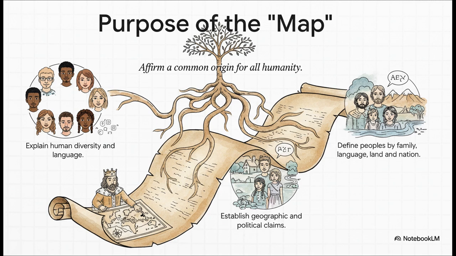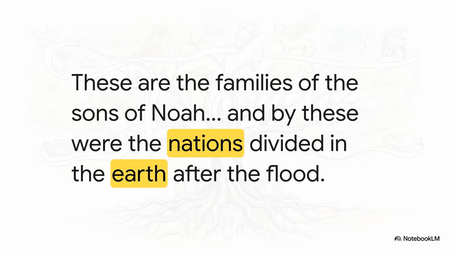It was trying to explain the diversity of people and languages, to define nations by their territory and their family lines, and even to ground political claims in ancestral history. But maybe the biggest statement of all, that despite all our differences, at the end of the day, everyone comes from the same family. The text's own final sentence really sums it all up perfectly. It starts with families, and it ends with nations.